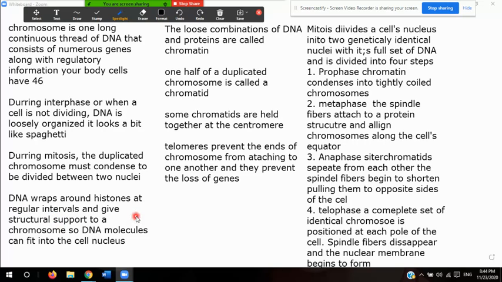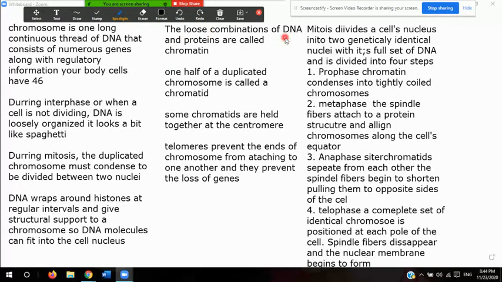It then says that DNA wraps around histones at regular intervals and gives structural support to the chromosomes so DNA molecules can fit into the cell nucleus. So basically, the DNA wraps around the histones, and the histones are very simple proteins, structurally simple when you compare them to others. What the histones do is provide structural support to a chromosome, and it allows the DNA molecules to fit inside the nucleus. It helps the chromosomes bind together and then condense.